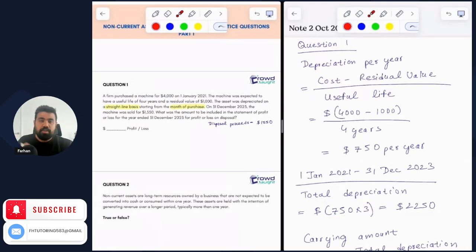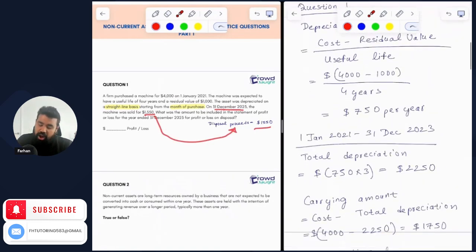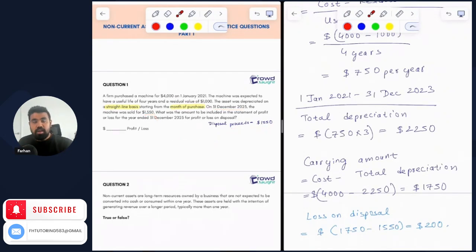We sold this asset on the very last day of 2023, which is 31 December 2023. We sold it for $1,550, which is what we classify as the disposal proceeds. We want to find out the carrying amount right before disposal. The carrying amount refers to the economic benefits that are available within the asset for consumption or for use within a business for generating revenue.